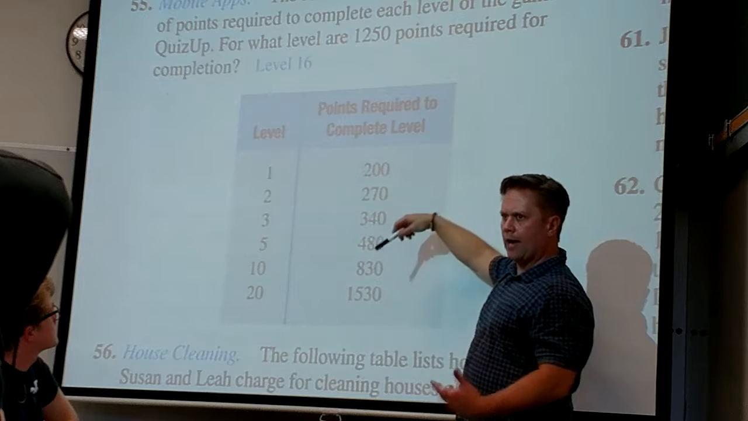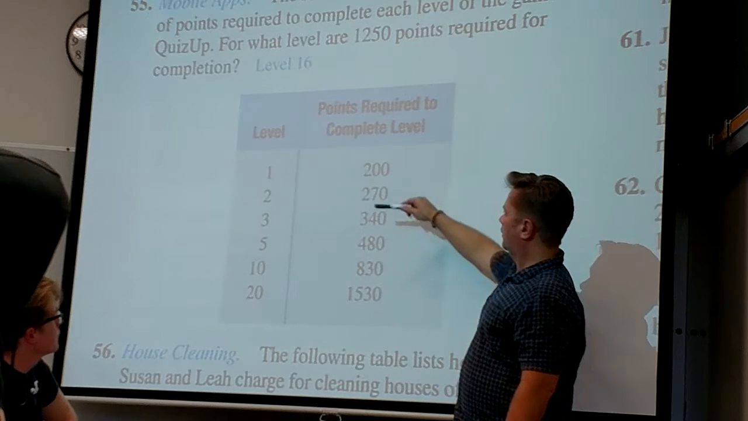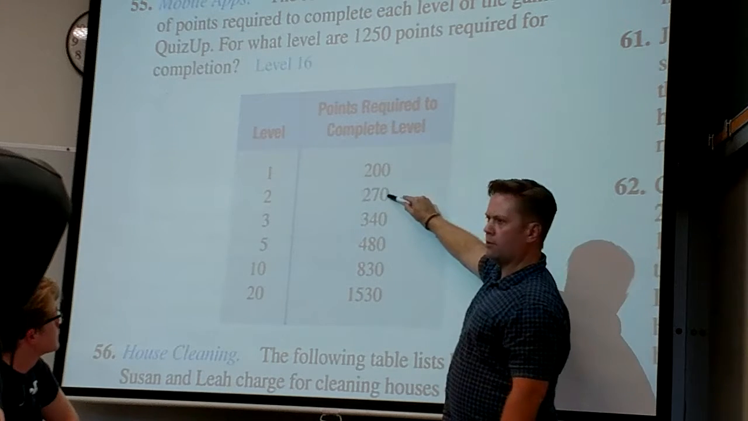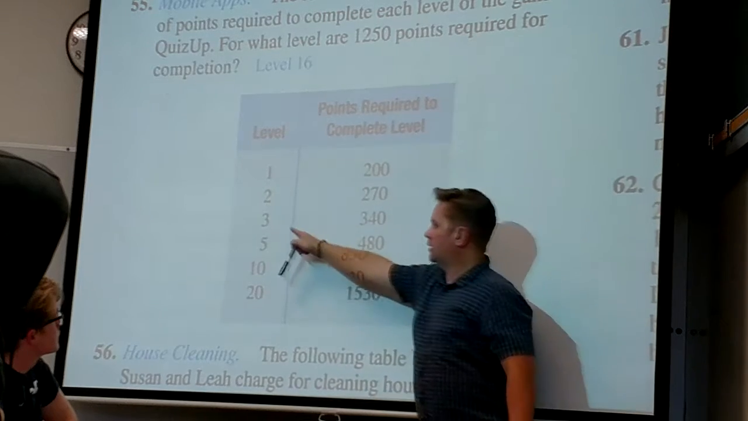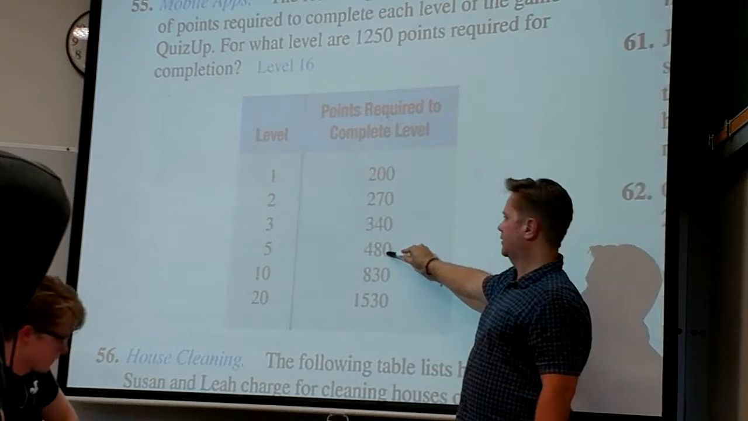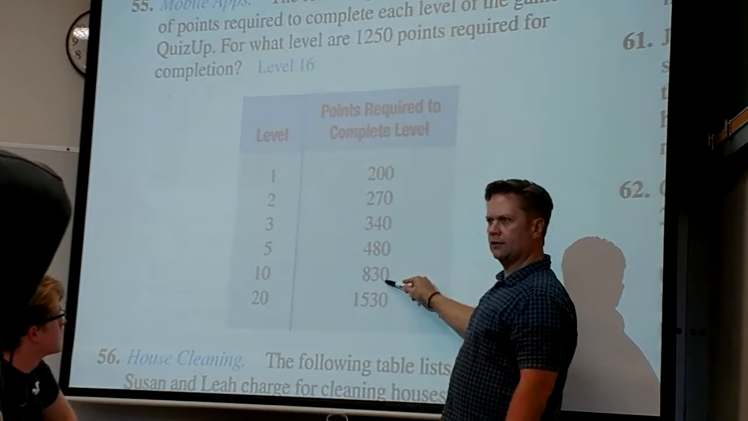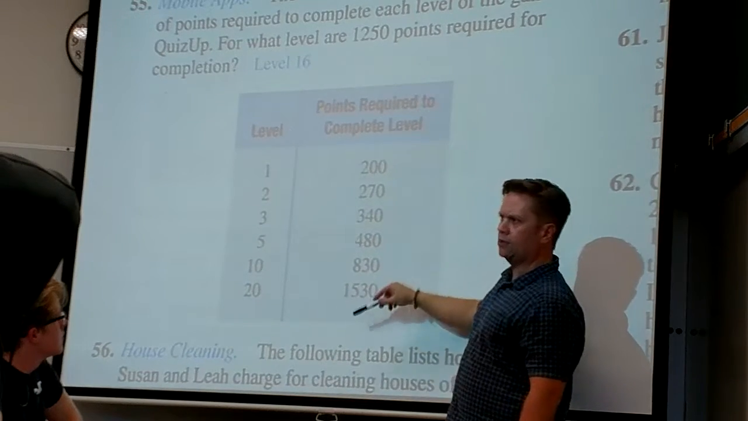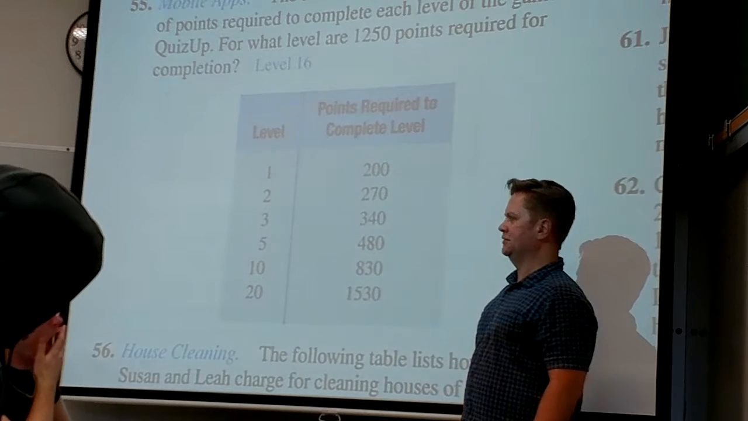But can you see the pattern to get to 1,250? Every time I go up a level, the required points go up by 70. I went up by 2, didn't I? So this should go up by 140, and it does. And then I went up by 5. This should go up by 350, and it does. You guys see what I'm saying? So obviously the answer is going to be between 10 and 20. But how do you do it?